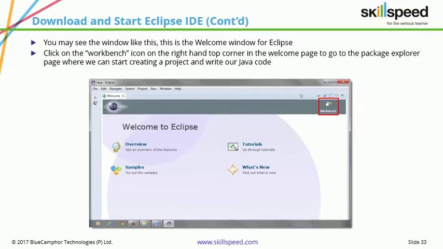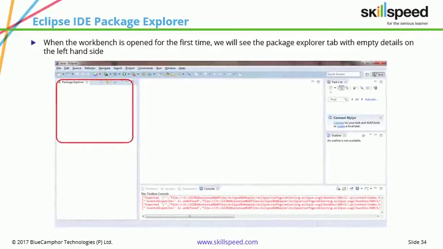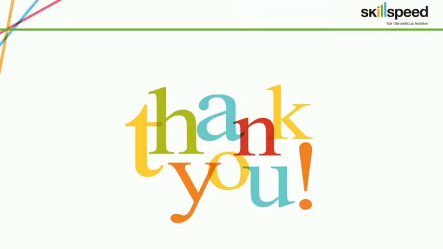So click on the workbench icon in the right hand top corner to take you to a page where there is a blank package explorer, because you have launched Eclipse for the first time. In the package explorer, you can create the project structure of a Java project. You can add packages and then your class files and any other libraries that you want to add. So this is how an Eclipse IDE would look for you to program. That's the end of lesson 2, and thank you.